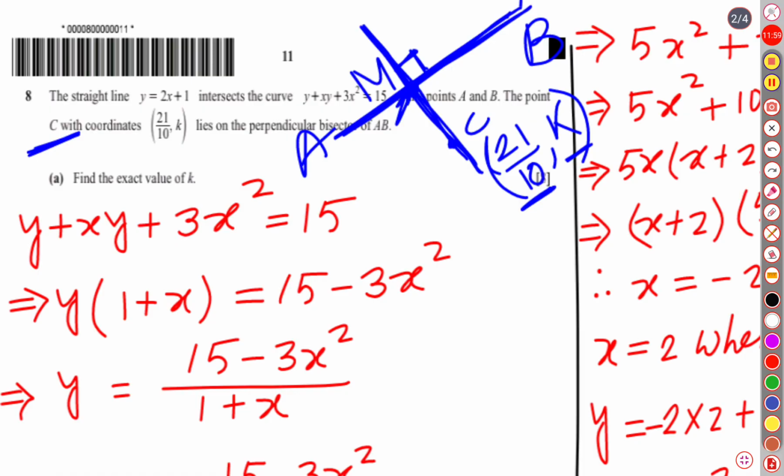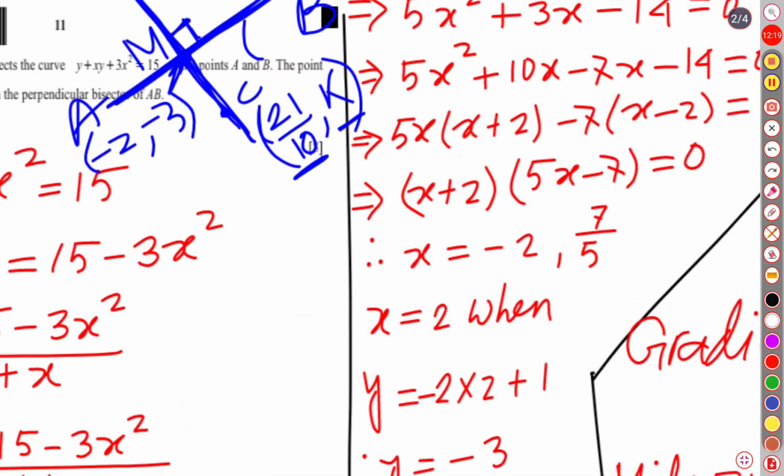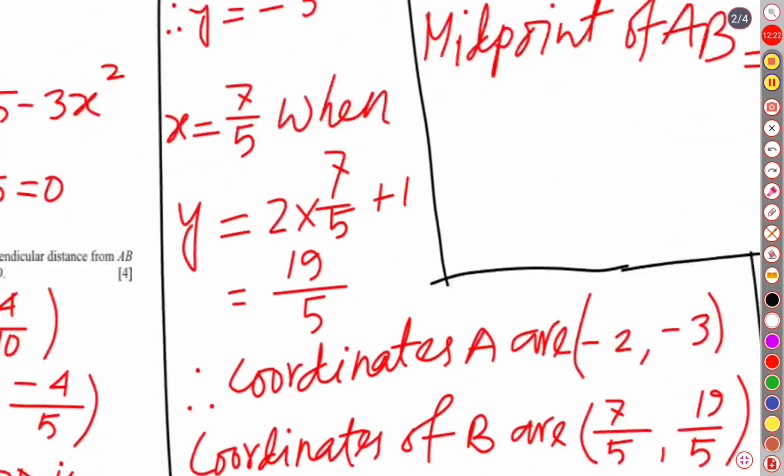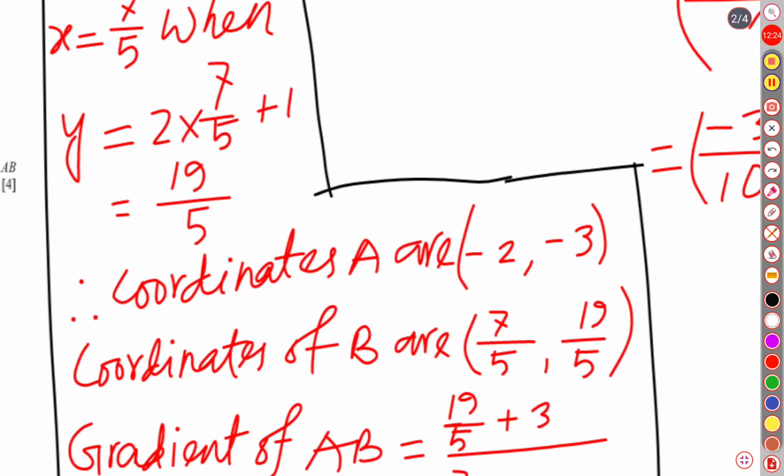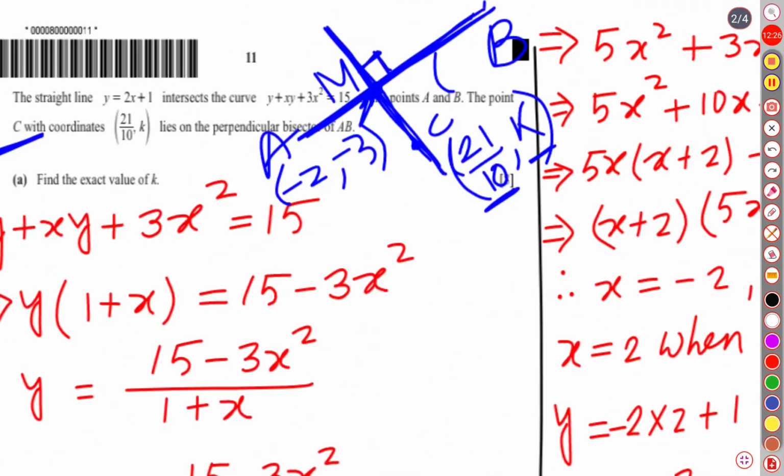As we know the coordinates of A and B, what are they? The coordinates of A we have got: negative 2, negative 3. And the coordinates of B we have obtained are 7 over 5 and 19 over 5.